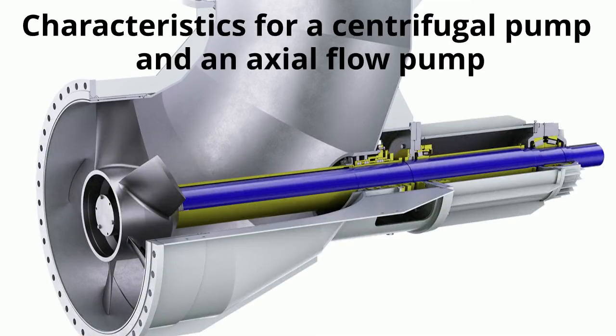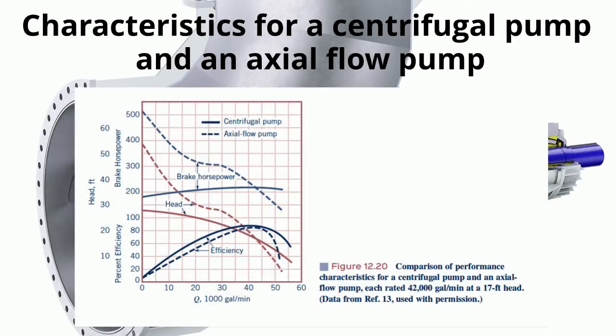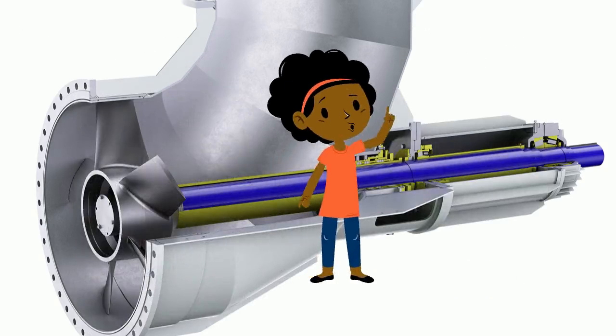To determine the characteristics of a centrifugal pump and an axial flow pump, this graph compares an axial flow versus a centrifugal flow pump by the typical head, power, and efficiency. At maximum efficiency, the two pumps are the same. As the flow rate decreases, the power input for the centrifugal pump falls to 180 horsepower at shutoff, while the axial flow pump increases to 520.